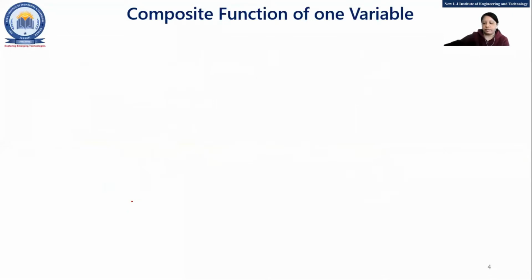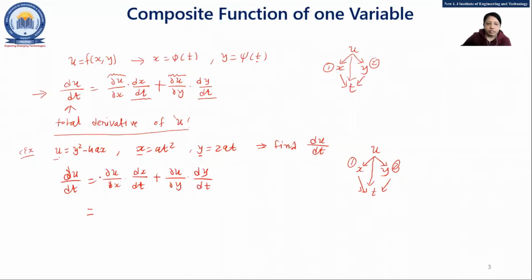Okay, now the answer for that. What is u? U is y square minus 4ax. Now do the partial derivative of u with respect to x. So what is supposed to be there? Any one student? We have already done partial differentiation in previous lectures. 31 Devanshi. Unmute yourself. Devanshi.